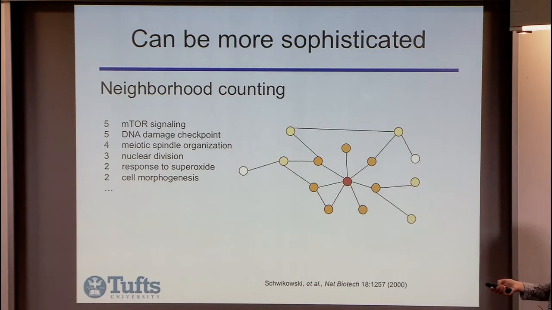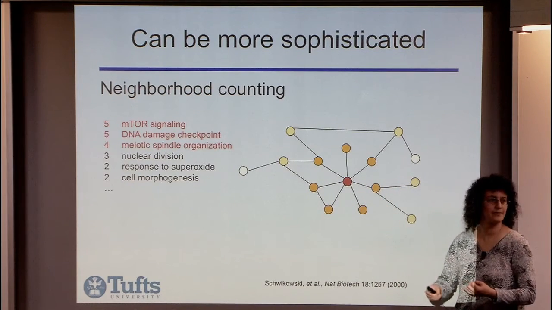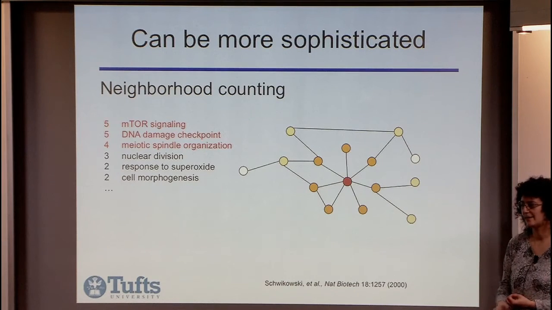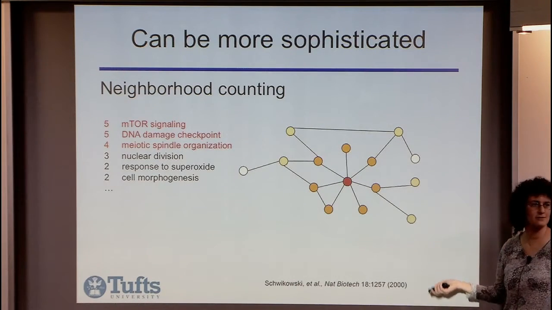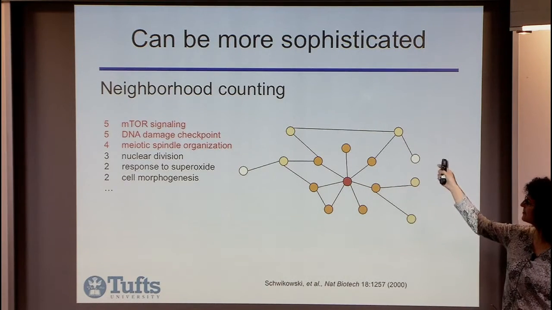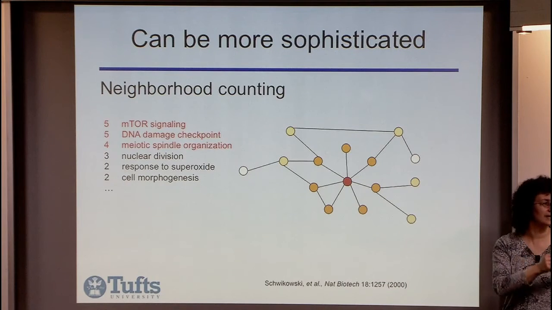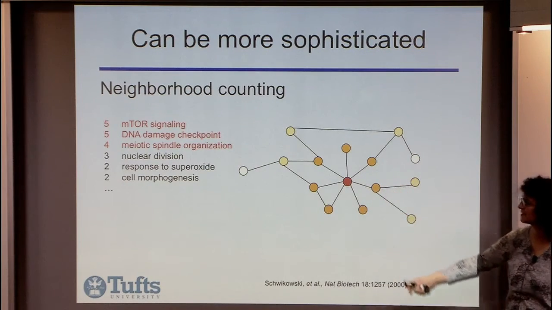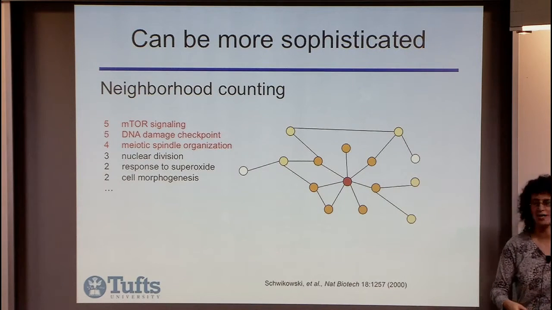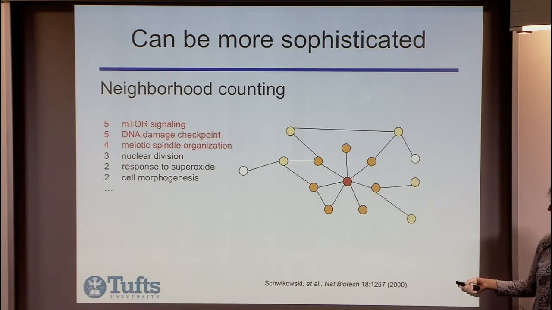There was a neighborhood counting method that was one of the early methods proposed, where you could just basically look at the function. So let's look at the functions of all of the things in my network neighborhood for some neighborhood distance radius of size k, right? So maybe it's just the orange ones that are within distance one, or the orange and yellow ones in distance two, or all three. And then I'm going to count for all of those how many of my neighbors have each annotation term. So five of my neighbors have mTOR signaling as an annotation term. Five of them say DNA damage checkpoint. You know, three of them say nuclear division, and so on. And I'm going to rank these and then predict the top three functions.